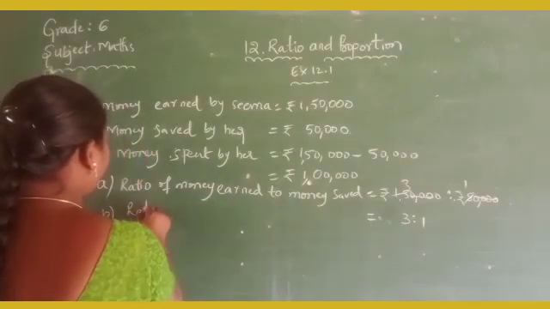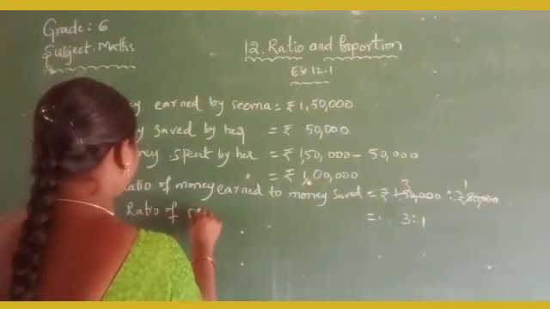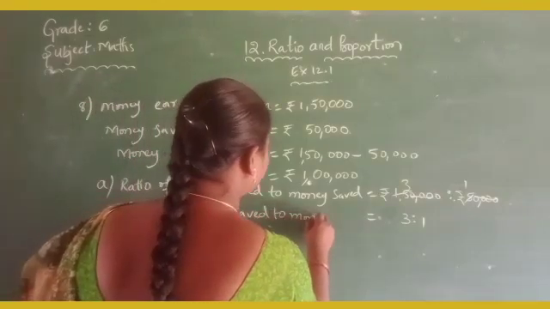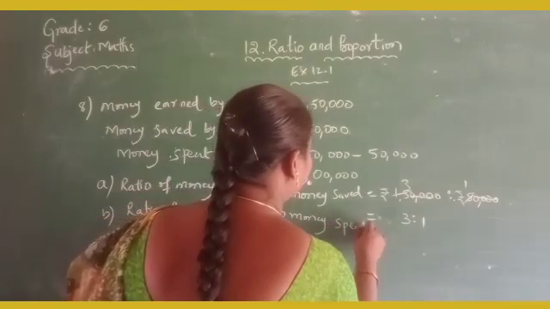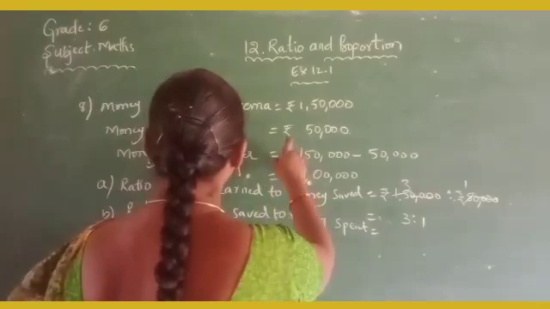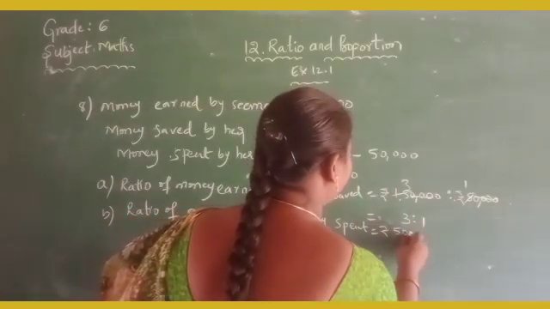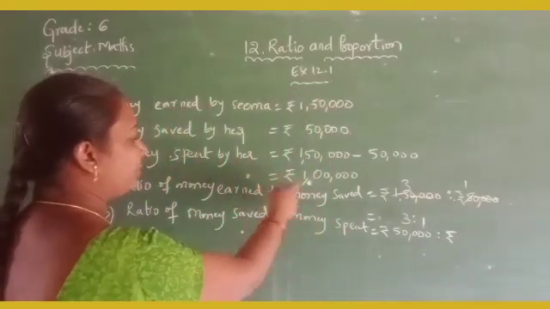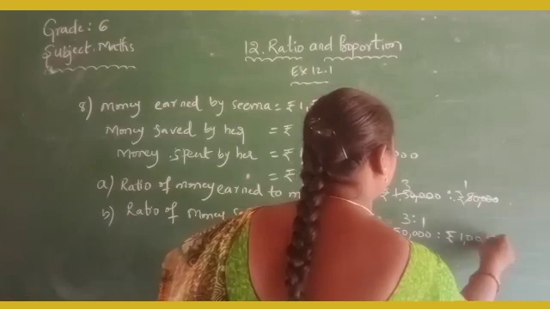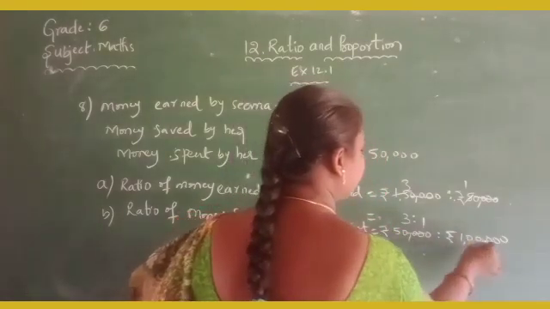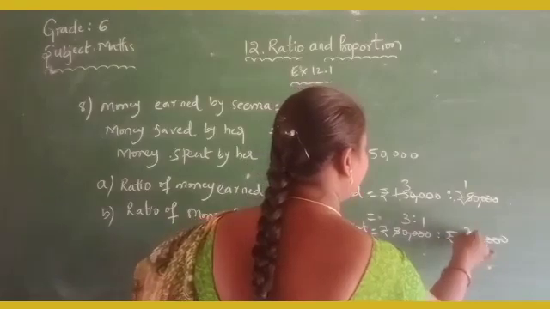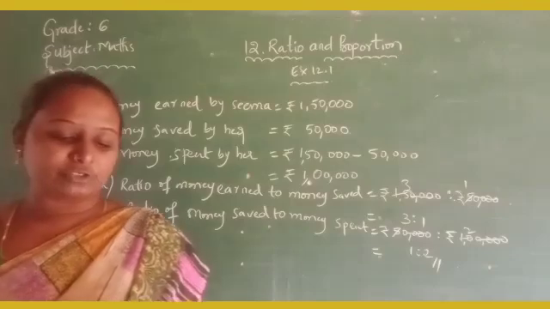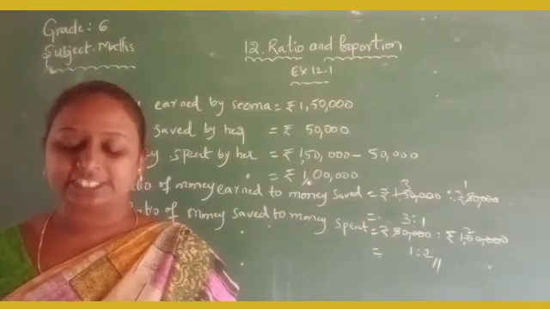Similarly, the second one, what is the ratio of money saved to money spent? Saved amount is 50,000 rupees, and spent amount, how much? 1,00,000. Very good, 1,00,000 rupees. Now simplify: 4 zeros, here 4 zeros, 5 ones are 5, 5 twos are 10. That is 1:2, the ratio of money saved to the money spent. Is it clear, children? Right.